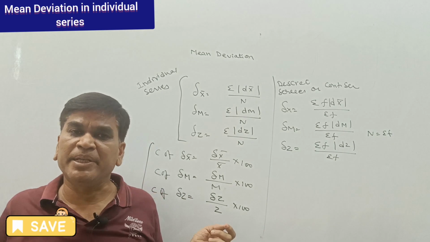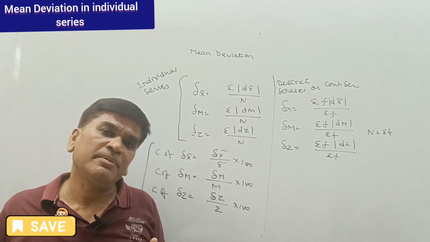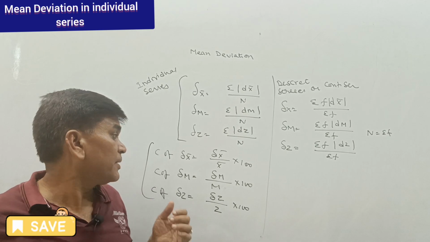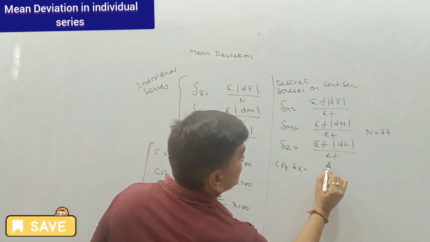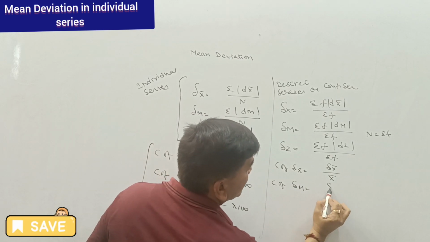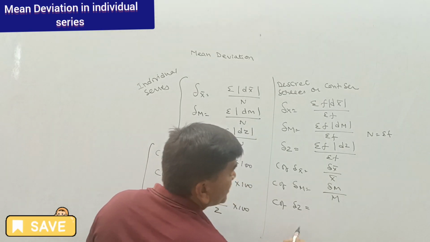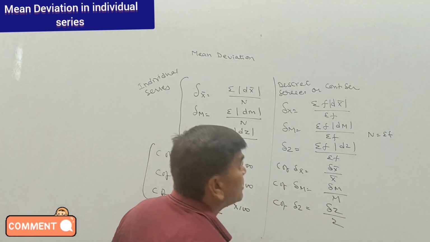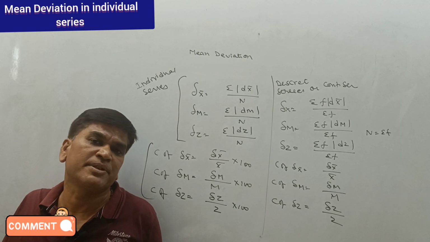If we want to calculate the mean deviation from the mode value, the formula will be sigma frequency multiplied by the deviation taken from the mode, divided by sigma f. For the coefficient of mean deviation, the formula will be the same: the mean deviation taken from x bar divided by x bar. Coefficient of mean deviation from median is mean deviation from median divided by median. Coefficient of mean deviation taken from the mode is delta z divided by z. With the help of this, we can calculate the mean deviation very easily.